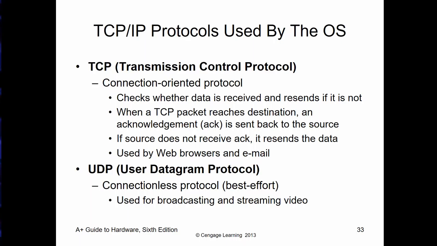TCP is connection-oriented, meaning it's guaranteed delivery. If you send something and it doesn't get to the destination, it's resent. And that's the opposite of UDP. UDP is best effort, meaning if I send it and you don't get it, oh well. So TCP is classified as connection-oriented, whereas UDP is connectionless.